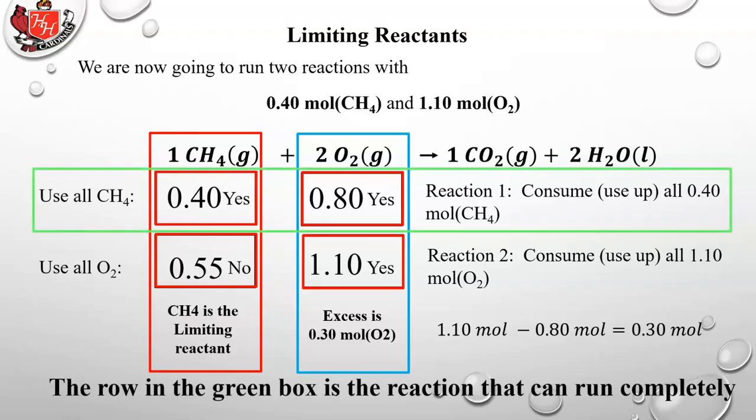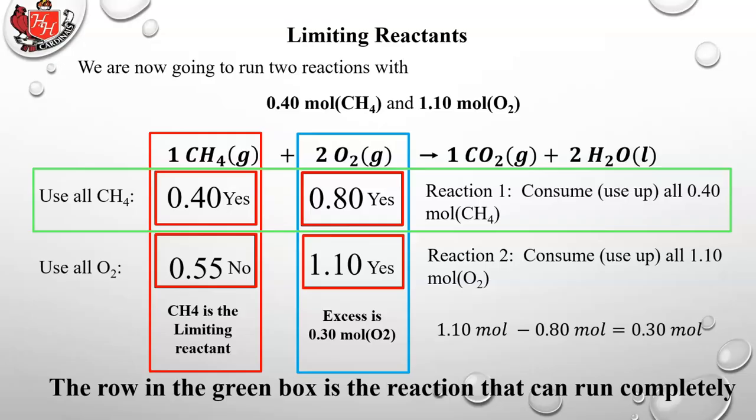The row in green that you see that just appeared is a reaction that can run completely. In other words, it's the row that has 2 yeses in it. 0.40 is yes, 0.80 is yes. So that's the reaction that can actually run.